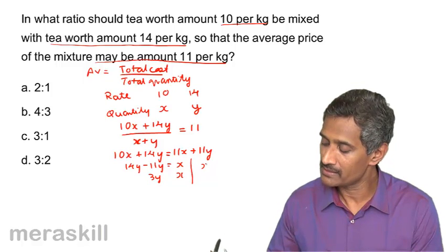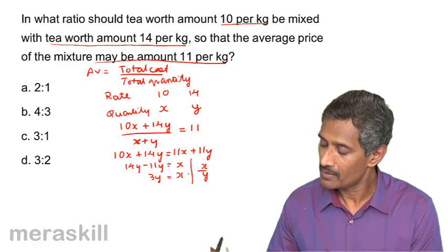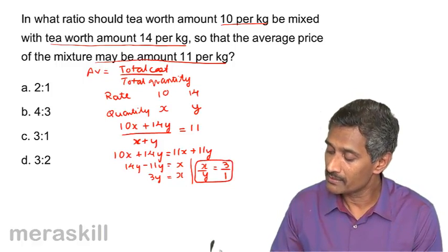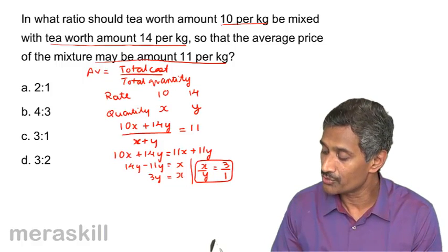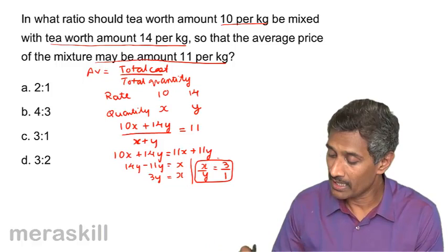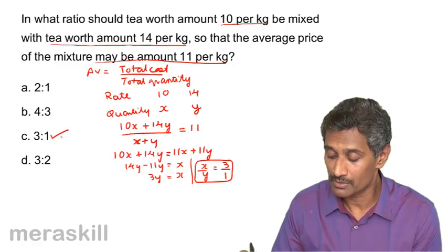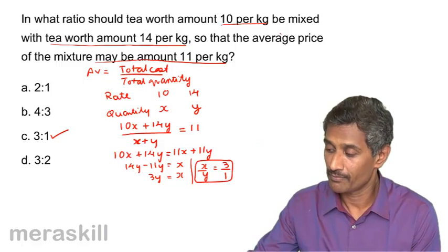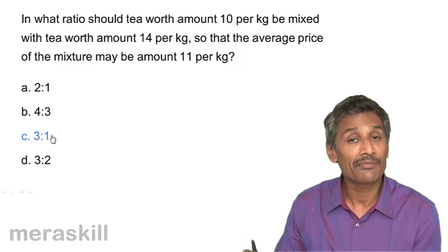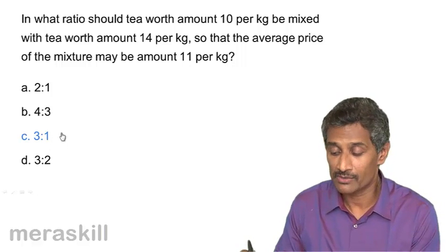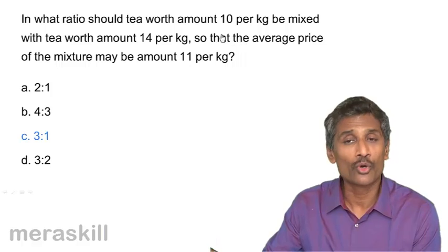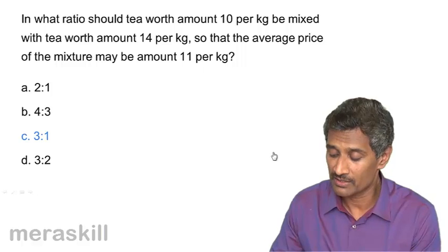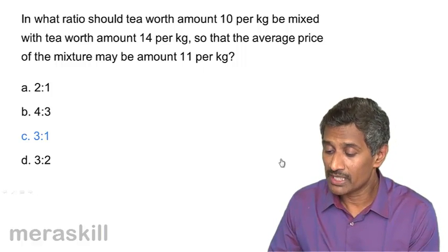So in other words, x by y is going to be 3:1. That means we need to mix these two quantities of tea in the ratio 3:1. Let us check. You do have this option 3:1. So we need to get the answer as 3:1. Let's check it. And yes, we do have the option 3:1 as the right solution to this particular question. So it's going to be the total cost upon the total quantity that will give you the average rate in this particular case. Now let's move on to the next problem.